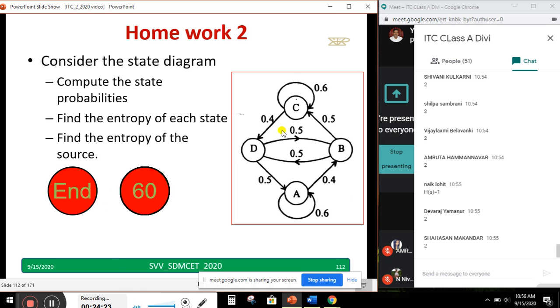So I'll give another few seconds, so try to complete the diagram also. Don't get confused with the probabilities, and even in the exam you also write down the probabilities properly. Direction also you write down properly in the exam, IA or main exam.